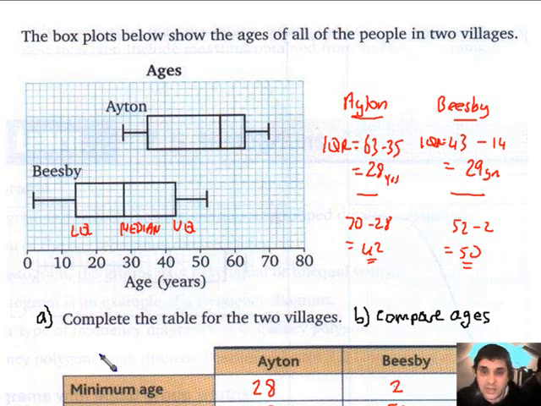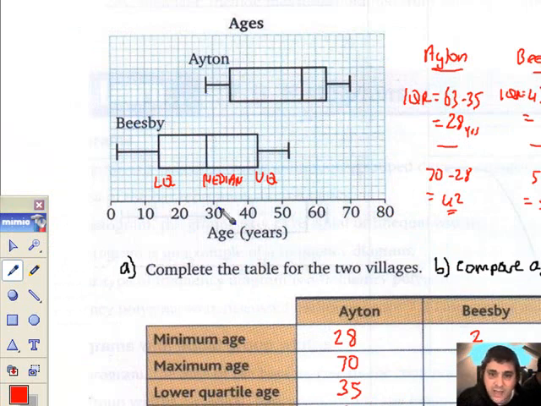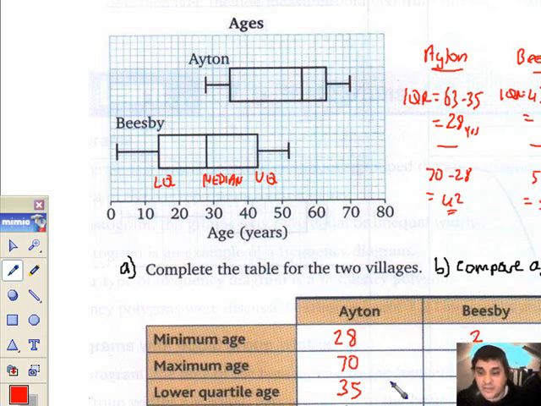Now, as a wider discussion, you can see that Ayton, with the youngest age of 28, has no children at all, because if you're 28 you're not a child. You may act like a child, but that doesn't make you a child biologically speaking. Beesby definitely does have some children. The oldest member of the village in Beesby is only 52, therefore the oldest member in Ayton is older than the oldest villager in Beesby, and the youngest person in Ayton is a lot older than the youngest person in Beesby. And I've compared the ages.